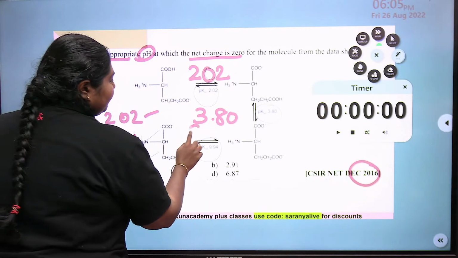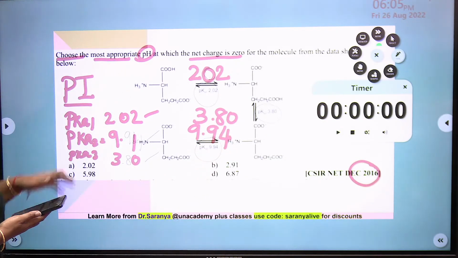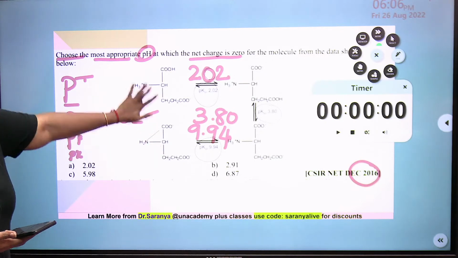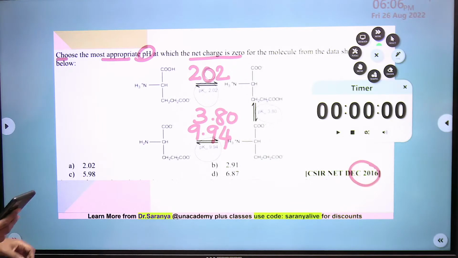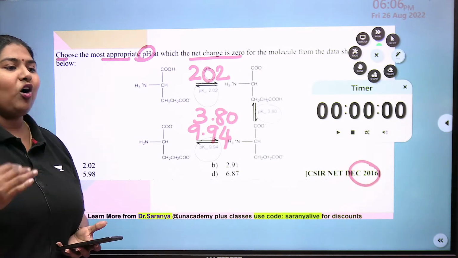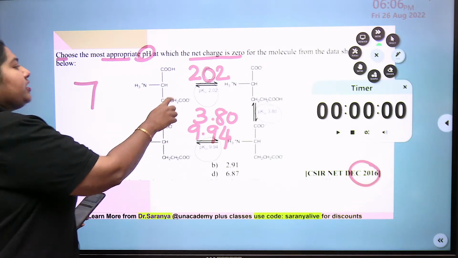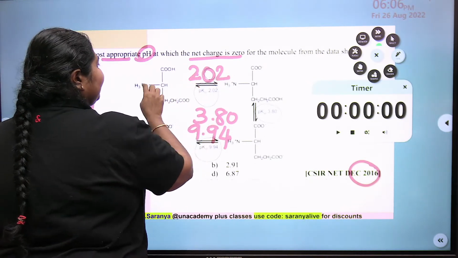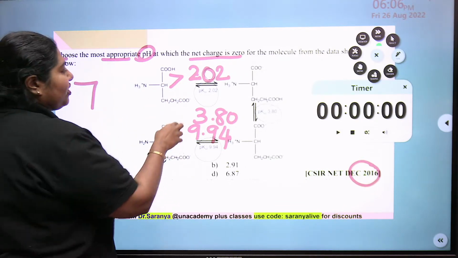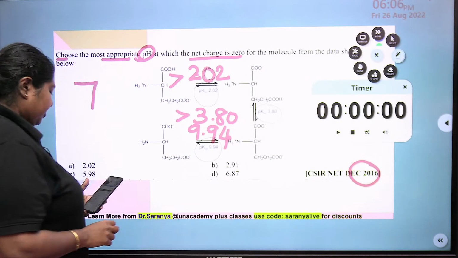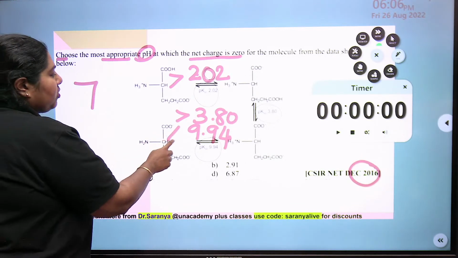So, the next one is 9.94. The good trick that I will tell you is that you have to categorize this PI. You are going to take whether it is going to be below or above 7. If it is going to be 2.02, it is below 7. If it is 3.8 also, it is below 7. But if it is going to be your 9.94, absolutely this is above 7.